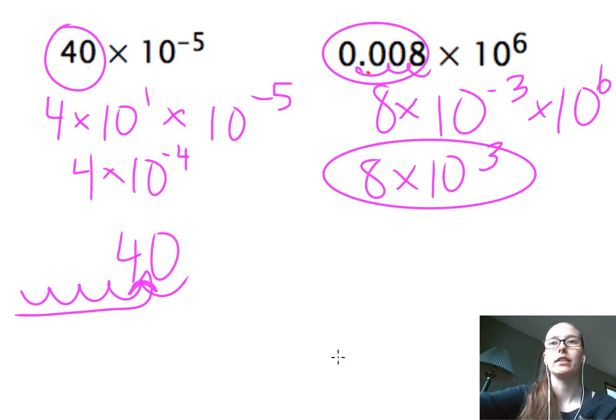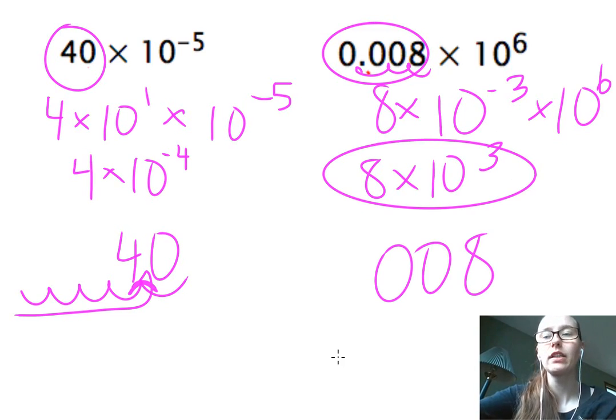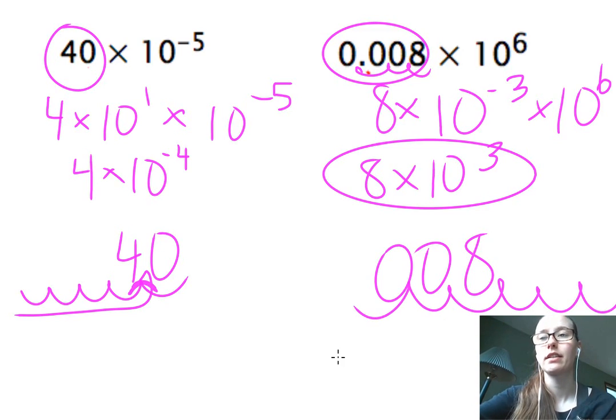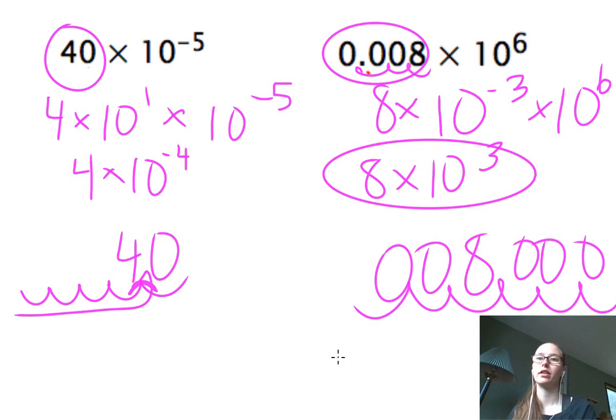The way I view it is, okay, I'm starting with a small number, and I'm multiplying it by 10 to the 6th, so I move the decimal to the right 6 times. And in order to get it between 1 and 10, I just need to move it to the third. So I have a big number now, 8,000, which is why it is a positive number as the exponent.